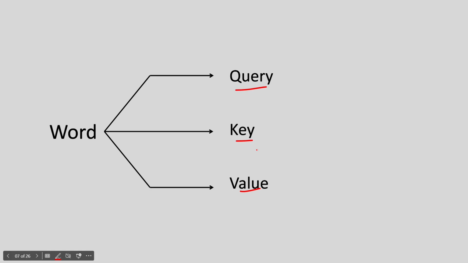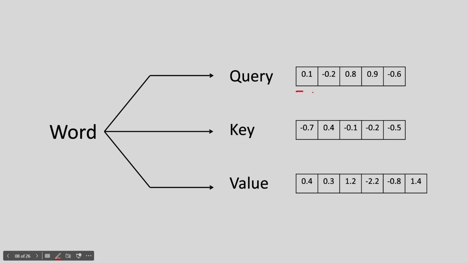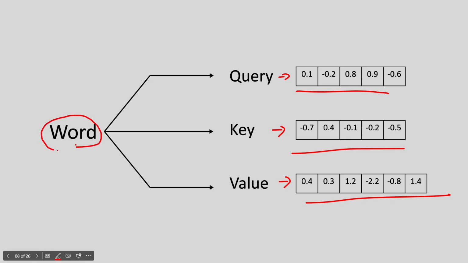These are the three independent vectors. You can see over here, this is a vector, this is also a vector, and this is also a vector. So the query is a vector of 5 dimensions, the key is also 5 dimensions, and the value is of 6 dimensions. Now one thing that you need to understand is this is for every word. Every single word in the vocabulary will have query, key, and value representations.